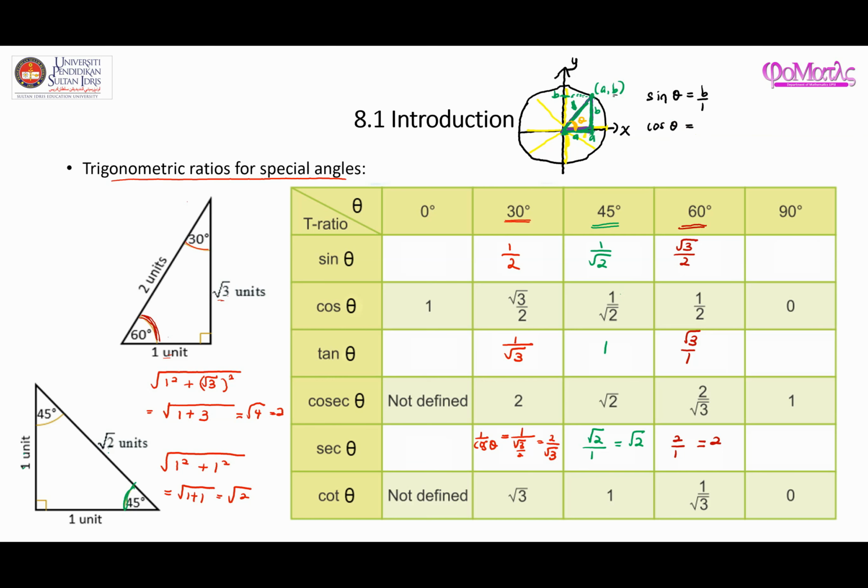Cosine of theta will be a over 1. But a is also the x coordinate. It's not just the length, but it's also the coordinate. And tangent of theta will be b over a. So b here over a.